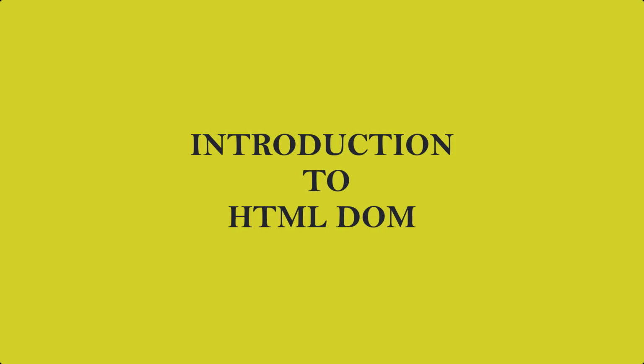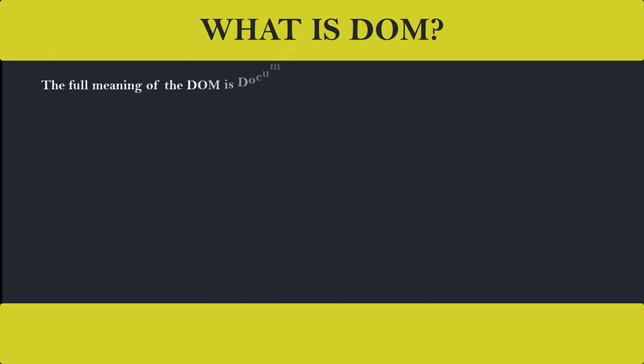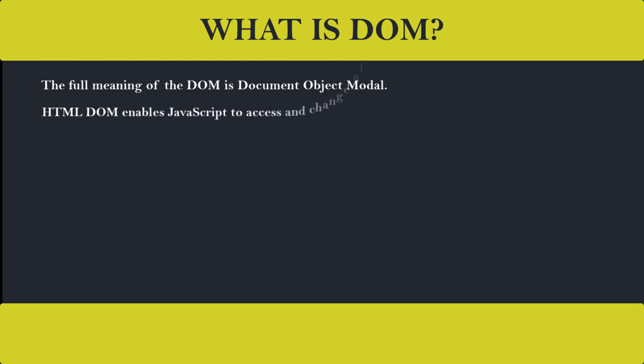In this section, we will be introducing the HTML DOM. What is the JavaScript HTML DOM? The full meaning of the DOM is Document Object Model. Now with the HTML DOM, JavaScript can access and change all elements of an HTML document.